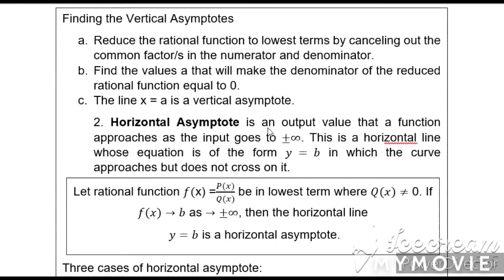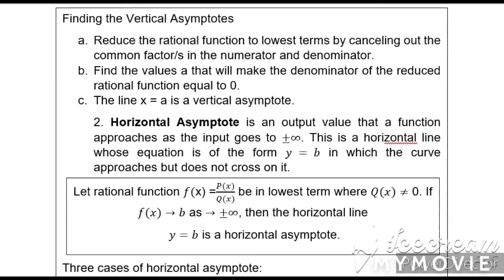Then we have horizontal asymptote, which is an output value that a function approaches as the input goes to positive or negative infinity. This is a horizontal line whose equation is of the form y equals b, in which the curve approaches but does not cross it. So let rational function f of x equals p of x over q of x be in lowest terms, where q of x is not equal to 0. If f of x is approaching b as x approaches positive or negative infinity, then the horizontal line y equals b is the horizontal asymptote.